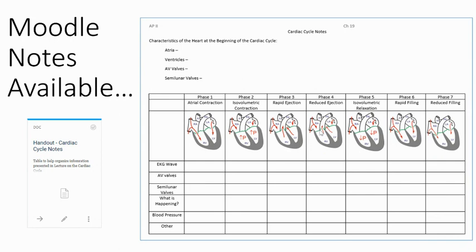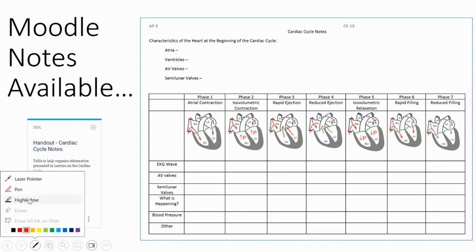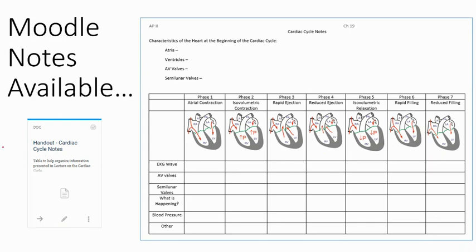There are some people that use the 5-phase cardiac cycle. It honestly doesn't matter. You're still learning all the same information. It's just how you're breaking up that information. I like the 7 phases. It just makes more sense to me.